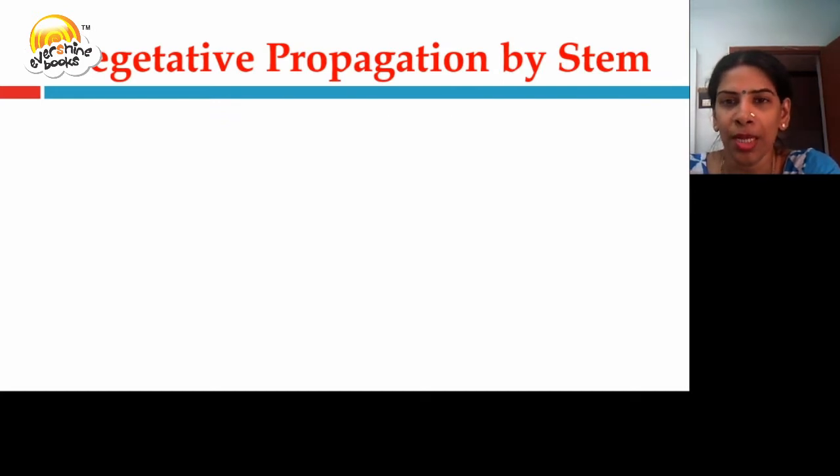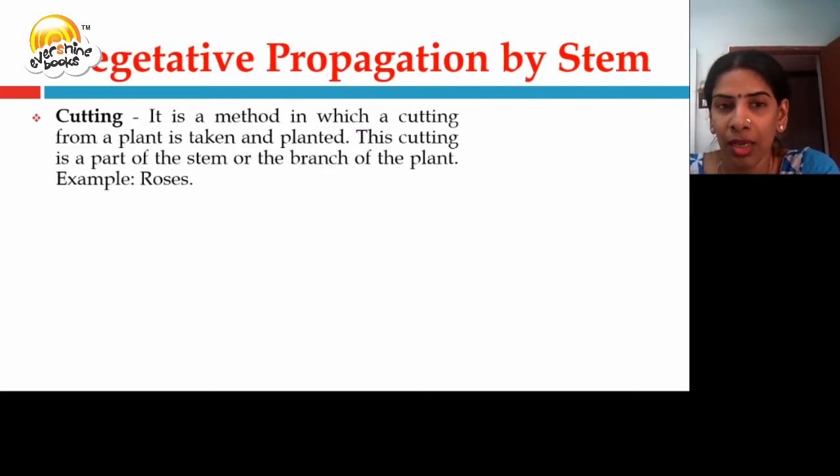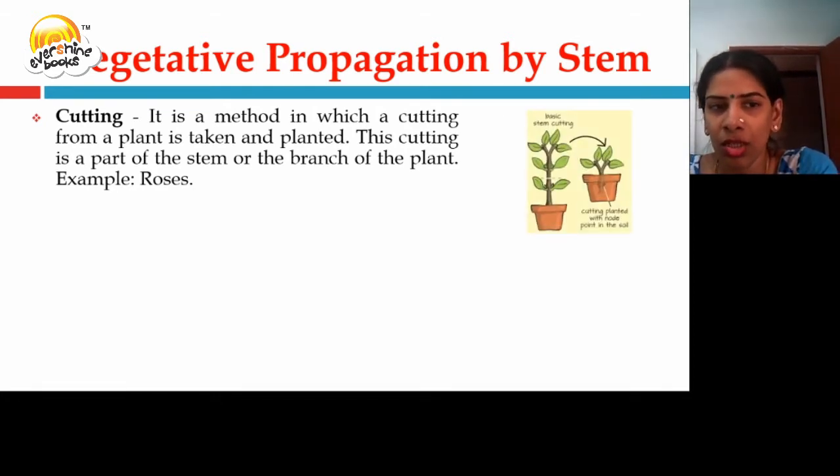Vegetative propagation by stem: cutting. It is a method in which a cutting from a plant is taken and planted in another pot. This cutting is a part of the stem or might be a branch of the stem. You can do this with roses: cutting the top of the plant and planting it in another pot. The nodes will help the plant to grow further.